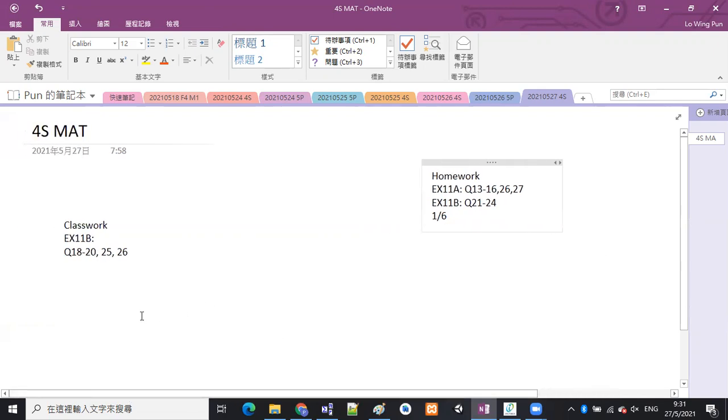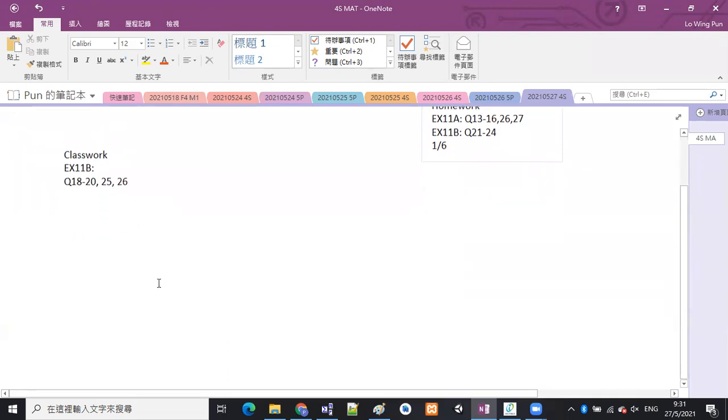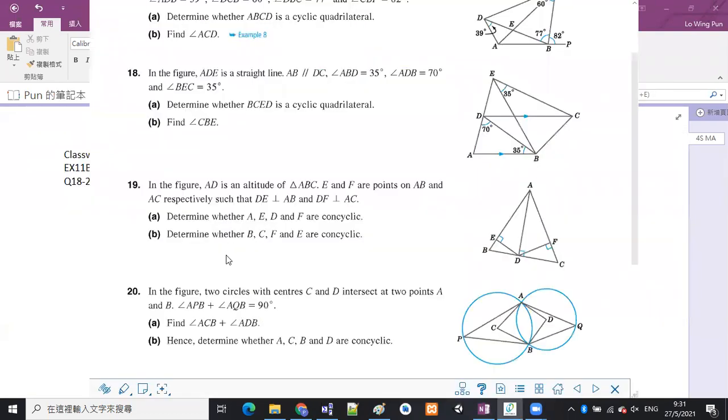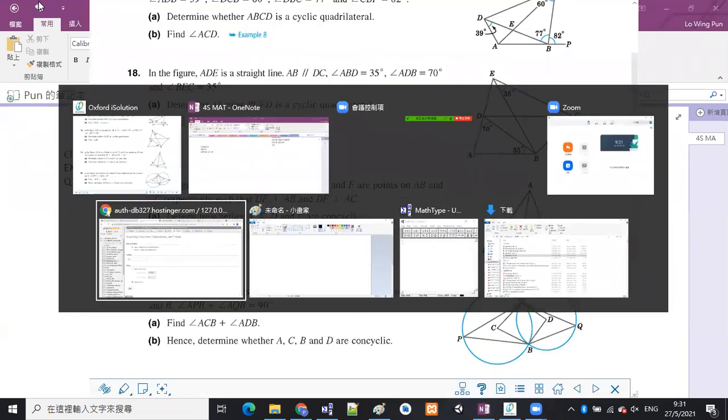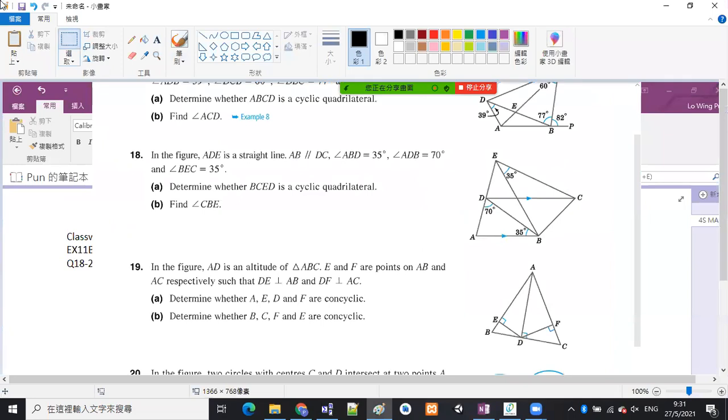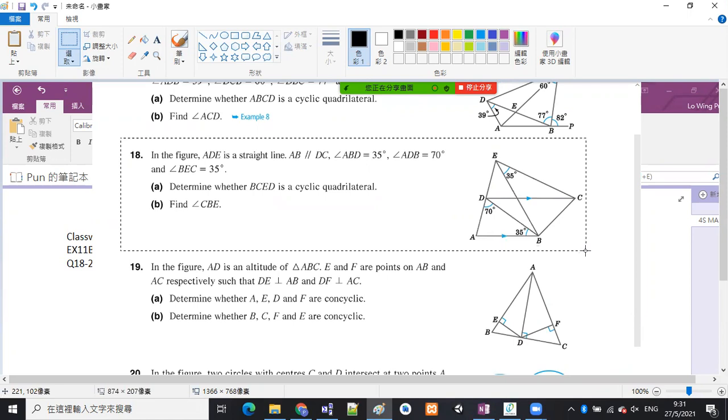And then in this lesson, I would like to talk about numbers 18 to 20, and then 25 and 26 of exercise 11B. So number 18.